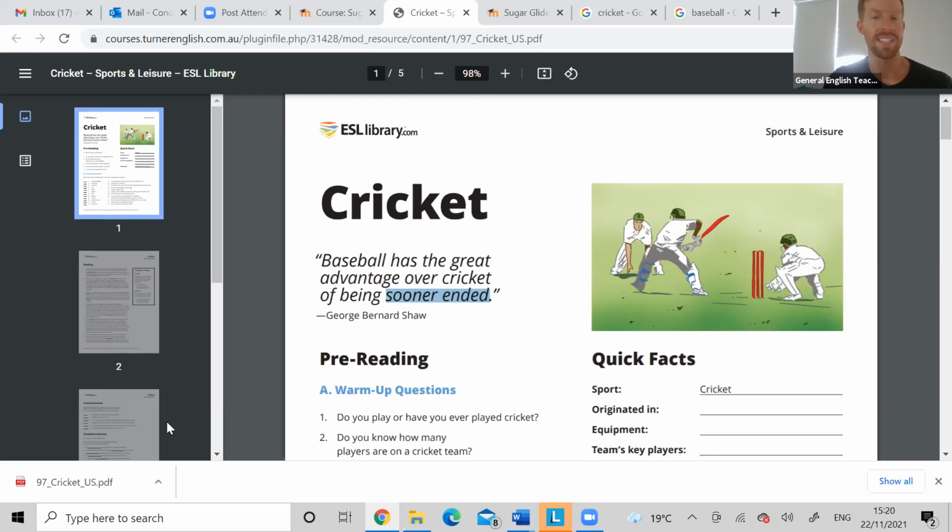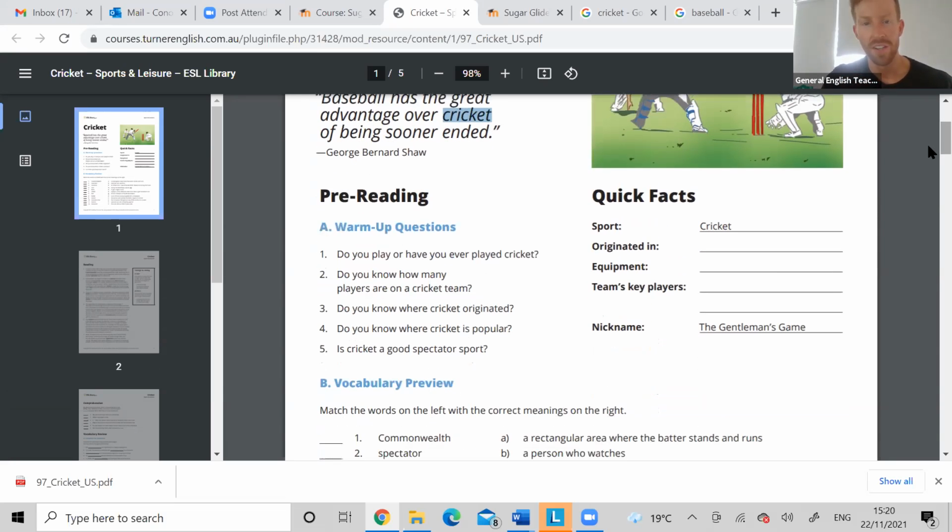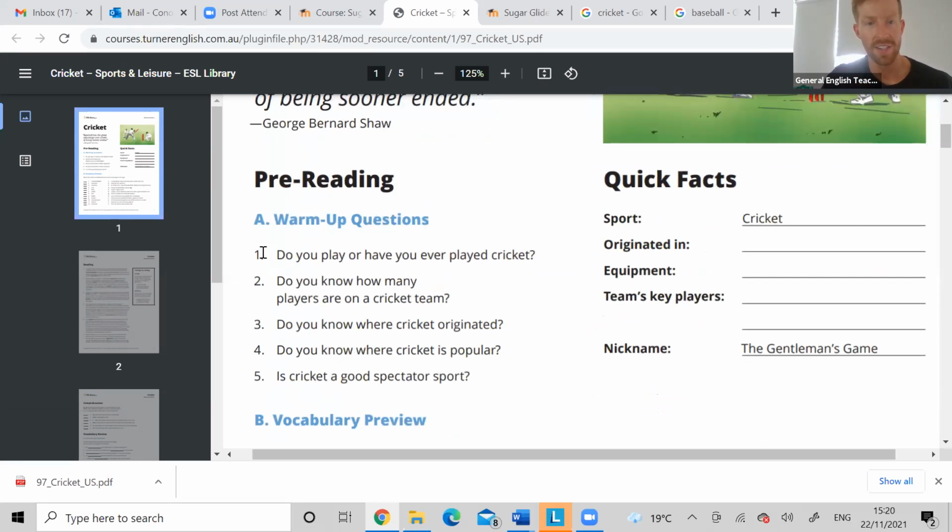So that's what they're saying here. Baseball has a finish. I'm not sure of the time, maybe one hour or two hours, but cricket, no finish. At some point, yes, but there's no set time. Okay. All right, let's look at these questions.